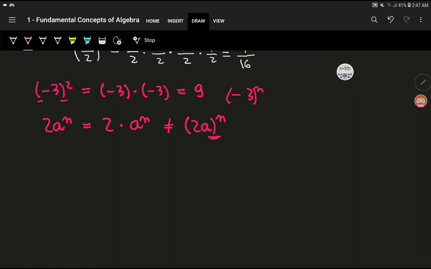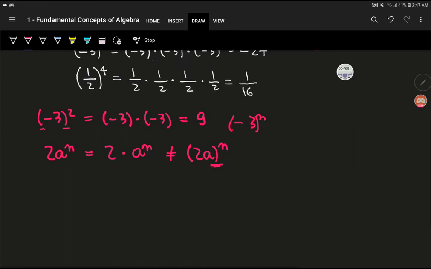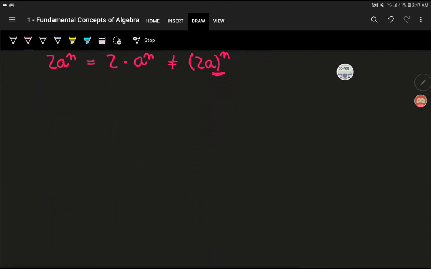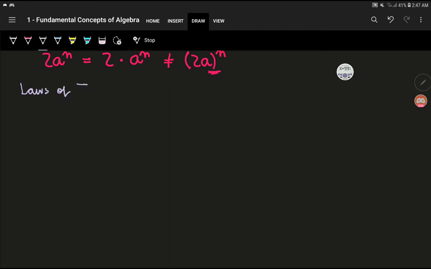Now that we have distinguished what an index is and what it consists of, so we know that an index consists of a base and an index, we can go into the critical part. One of the critical parts in this topic is the laws of indices. Because you already learned the laws of indices, I am just going to recap it short and sweet.